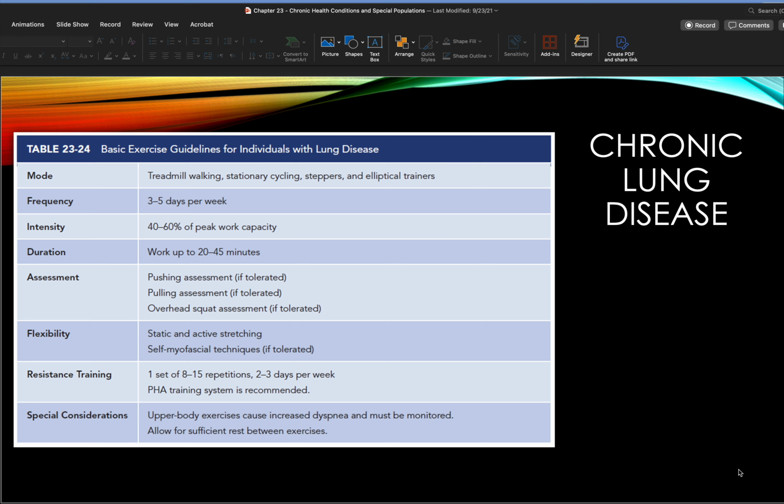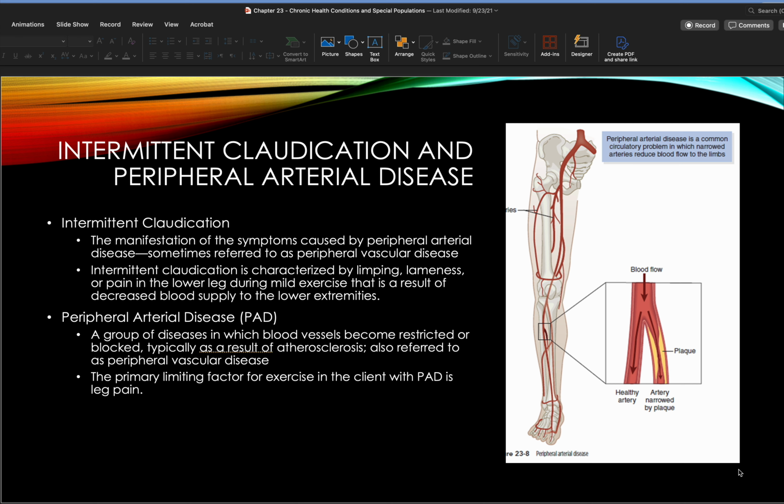But if you notice, the intensity is very low. 40 to 60% of peak work capacity. Well, their peak work is not going to be very high. And if you notice, their assessments and their flexibility are if tolerated. That shows you the severity of what's going on in this facet. So just paying attention at all times with these individuals.